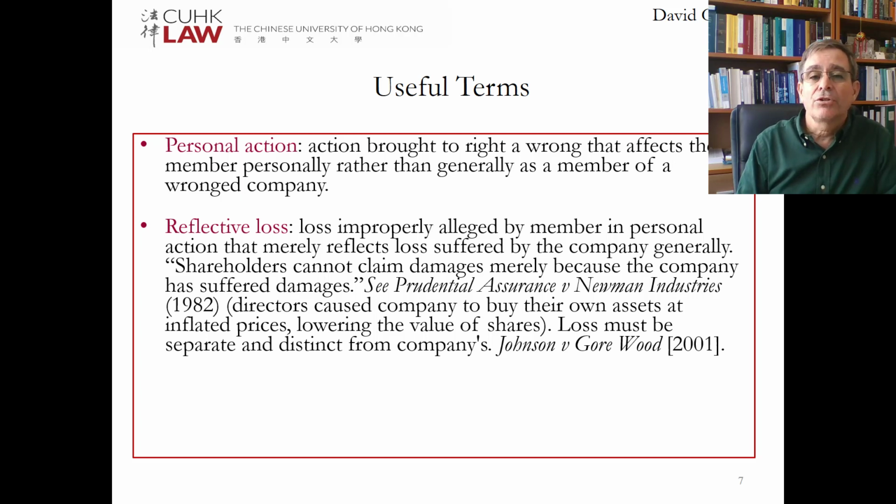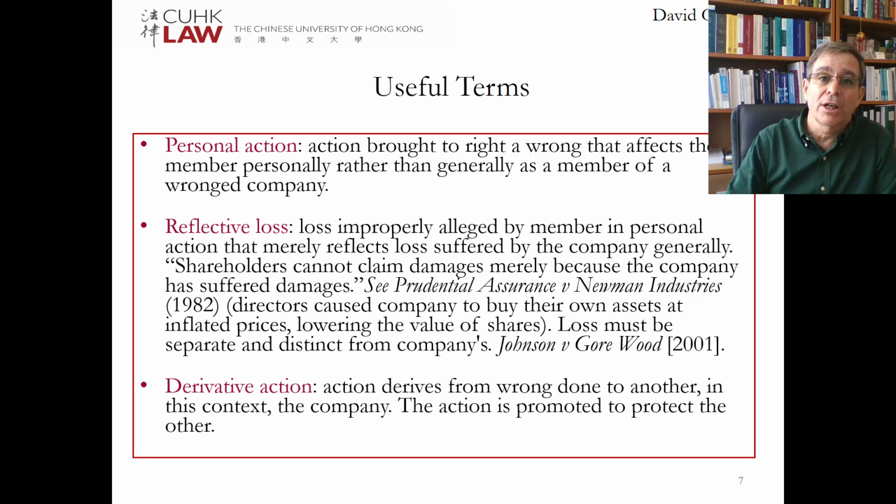A reflective loss is generally not considered to be a ground for a derivative action. Now, if I own shares in a company and the director damages that company, then the value of my shares will decrease. And so I do have a personal loss. That will not ground the kind of action we're looking at here. So the argument that one's shares have been decreased in price will not be an argument that supports a derivative action. In a derivative action, the court will look to the interests of the company and damage being done to the company and not to the member. So this is not a personal action, and we are not looking to redress reflective loss.